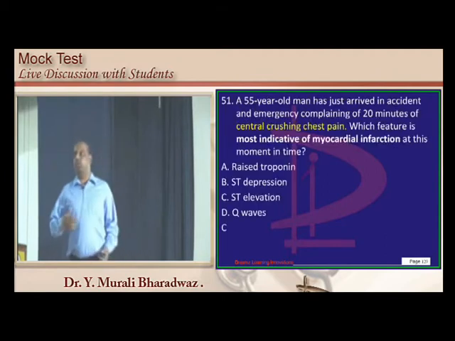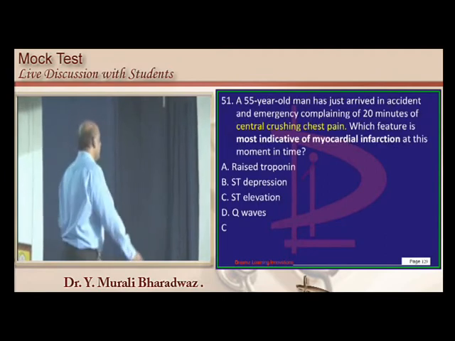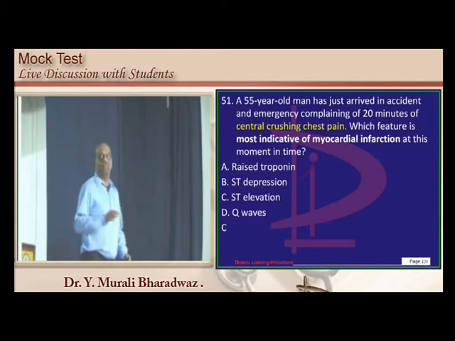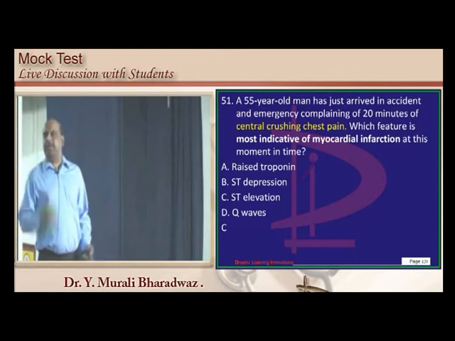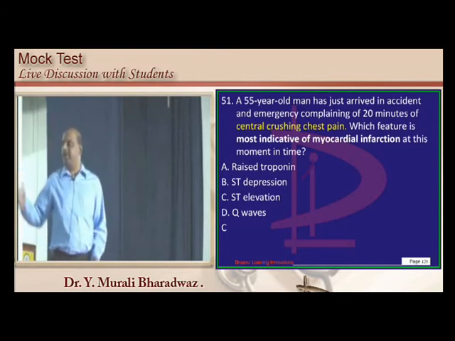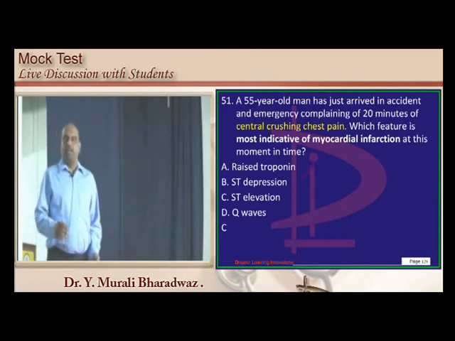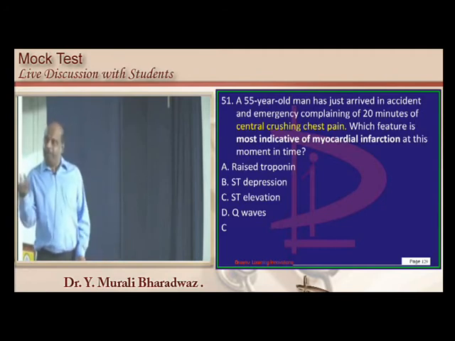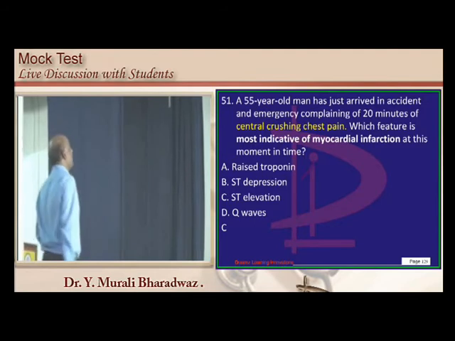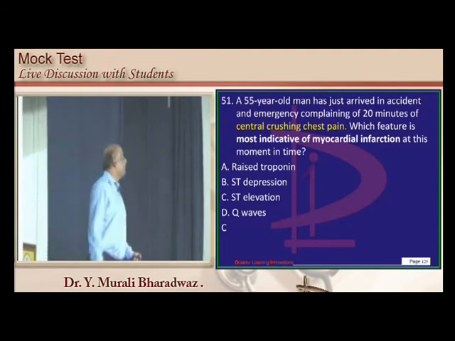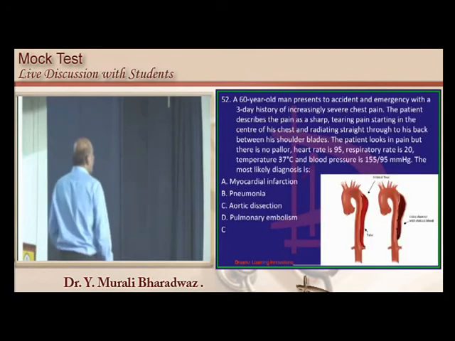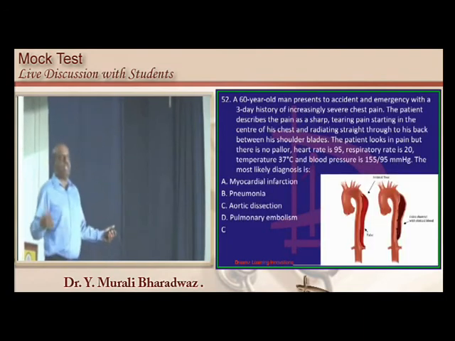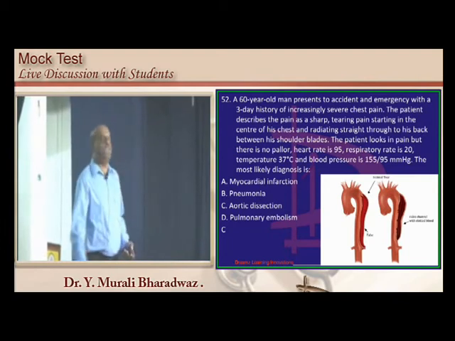Now, a 55-year-old with crushing chest pain. What is very indicative of myocardial infarction, acute coronary syndrome? It is ST segment elevation or depression, because Q waves will take time. There may not be Q waves, like a non-Q wave MI. Troponin also will take time. So that is the reason ST changes are important. Troponin will take about 12 hours. Chest pain radiating straight to the back between the shoulder blades is classical of aortic aneurysm rupture.